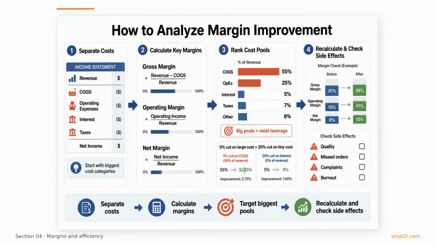Once changes are made, recalculate the margins and check for side effects such as lower quality, delays, or employee burnout. Good margin analysis is both numerical and operational.